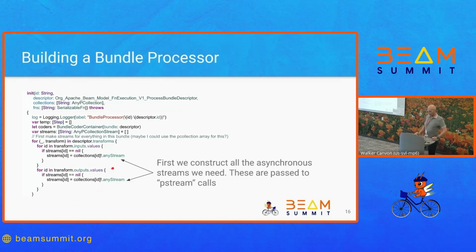So here is where we build out the bundle processor. We get the instructions in, and then we basically go through and find, for this particular transform, all of the inputs and the outputs, and get all of their streams. Streams are cheap, so there's no real cost in setting them up if we don't use them. It's easy, just put them in a list, and we're good to go. So that's all we're doing here.